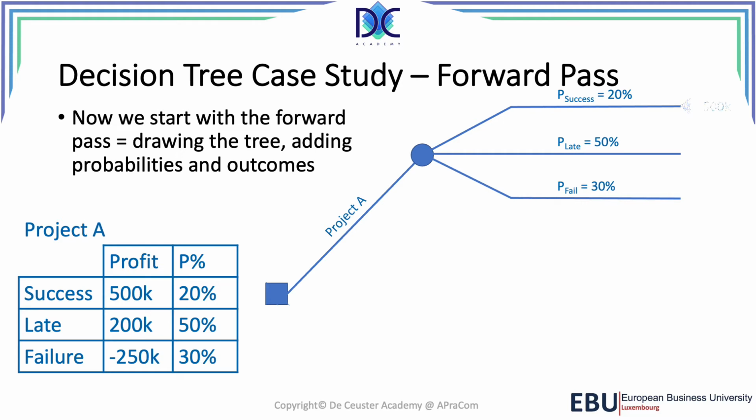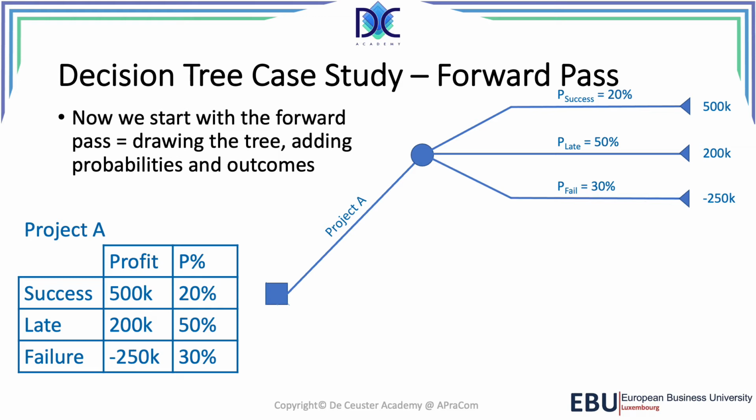And the last thing we do, we add the profits for success, which is 500K. When the project is late, we only have 200K. And when the project fails, we have a loss of 250K. So basically, this is the first branch of the tree.